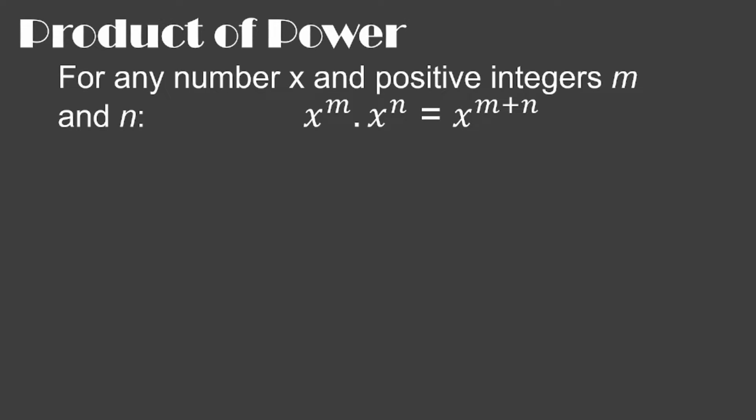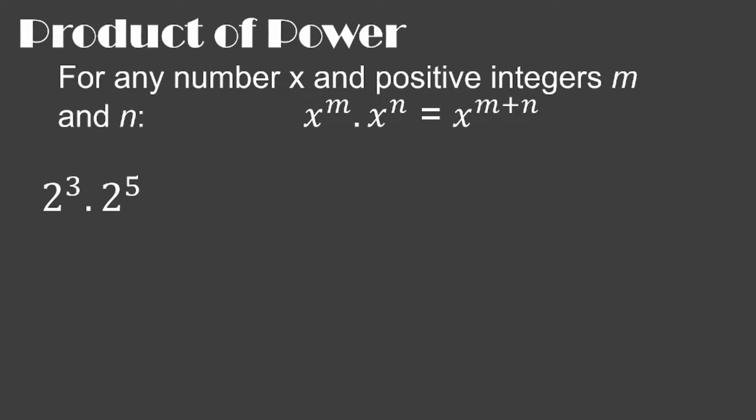Well, the first law of exponents is the product of powers. So for any number x and positive integers m and n, x raised to m times x raised to n is equal to x raised to m plus n. As you can see, if the bases are the same, then we can simply add the exponents.